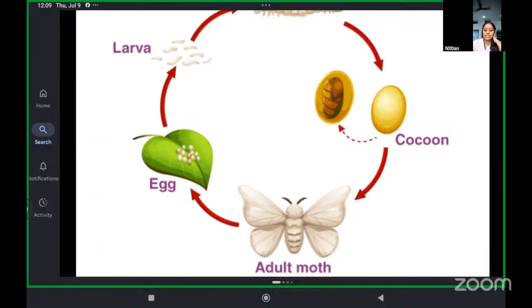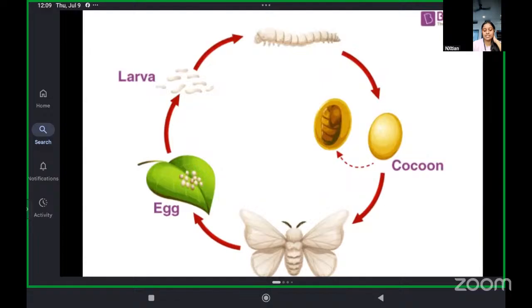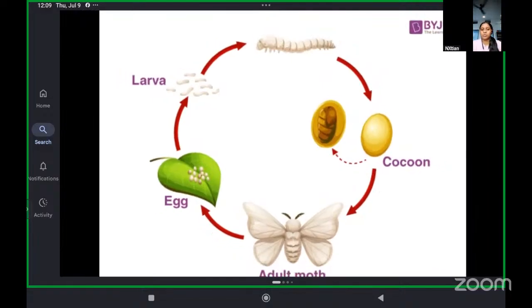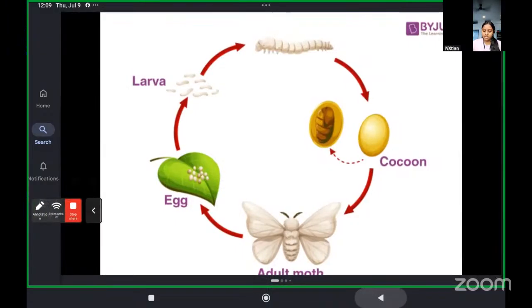And then again that adult moth lays eggs. Then the larva, caterpillar, and cocoon. This is the cycle of the silk moth. I'll show you some images related to it.